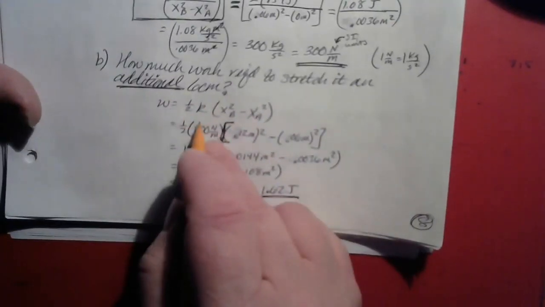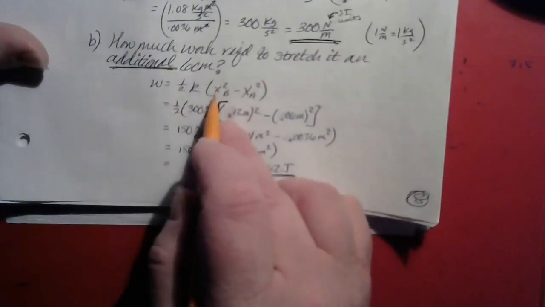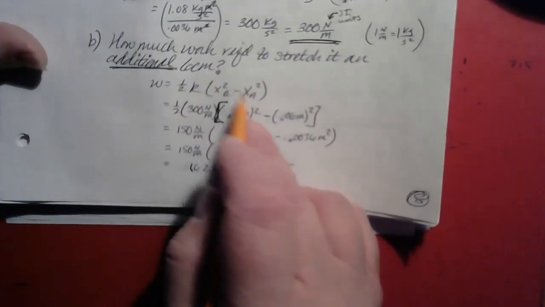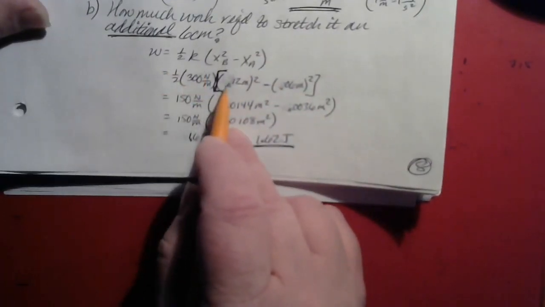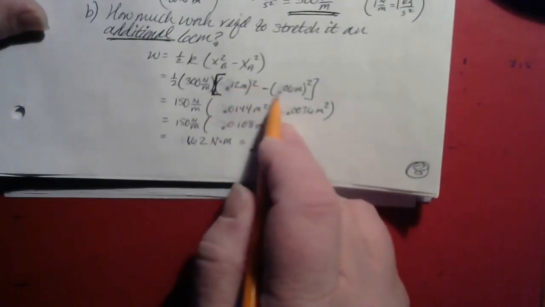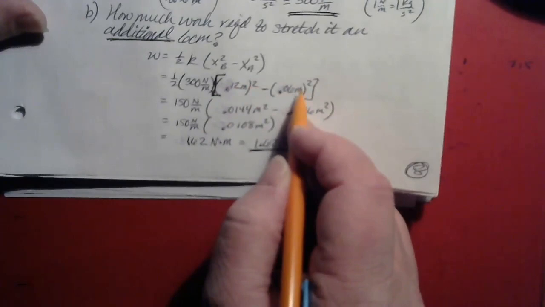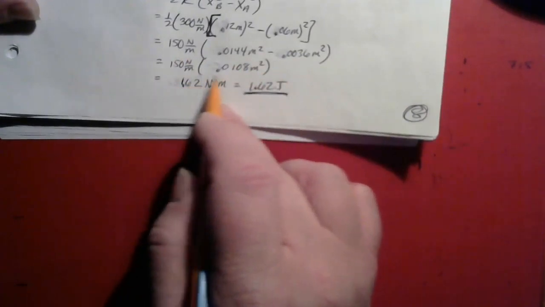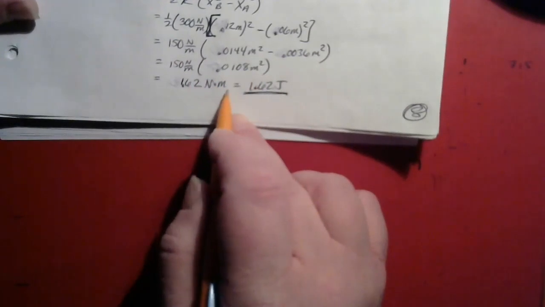Work is 1/2 the spring constant, which we now know from here, times the x coordinate of point B squared minus the x coordinate of point A squared. So it's 1/2 times 300 newtons per meter times 12 centimeters, which is 0.12 meters squared, minus the original position, which for part B was 0.06 meters squared. And we work that out and we end up with 1.62 Newton meters. And remember, a Newton meter is a joule. So that's 1.62 joules.